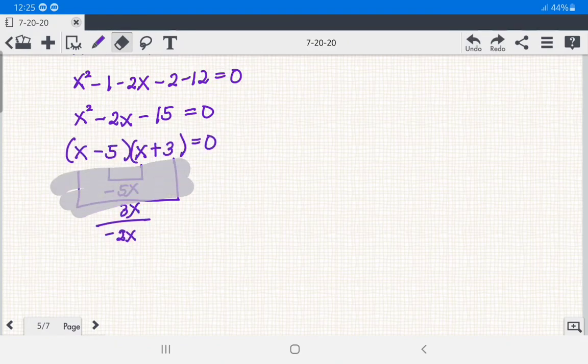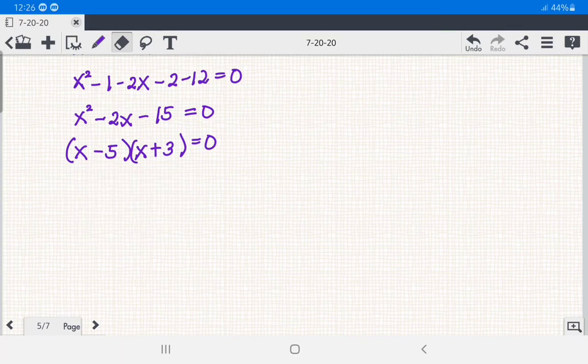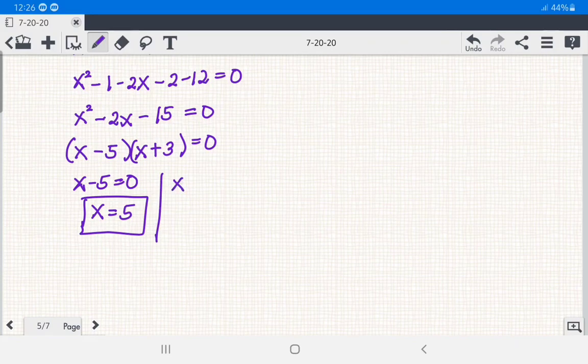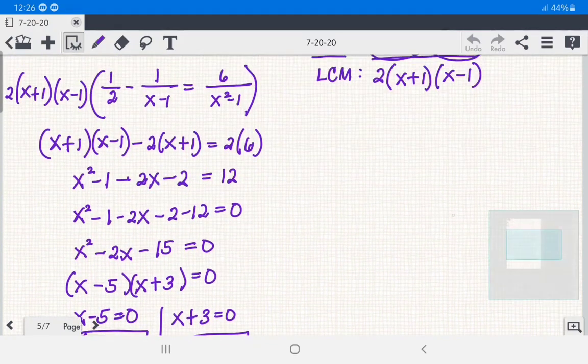Okay. Let us now erase this one. Okay. Then, equate each factor to 0. X minus 5 is equal to 0. X is equal to positive 5. Then, x plus 3 is equal to 0. X is equal to negative 3. So, these are the possible values of x. So, let us check.